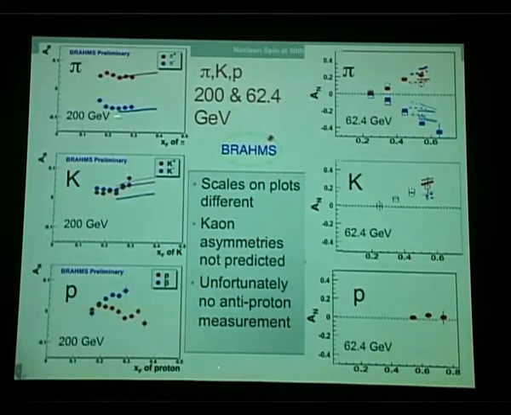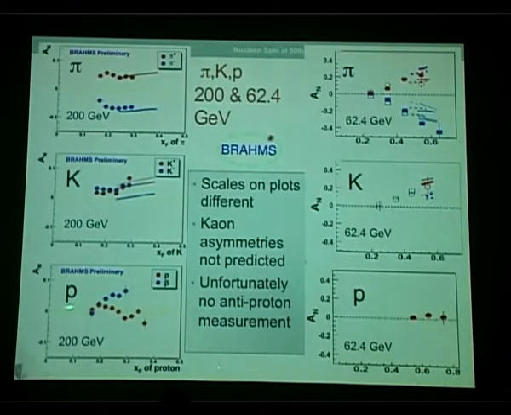The first one is pi plus, pi minus. We have K plus, K minus, and that's the amazing thing. The difference between pi and K is the strange quark, or s s-bar, and suddenly you see an asymmetry which is all small but on the same side. The same thing happens at 62 GeV.